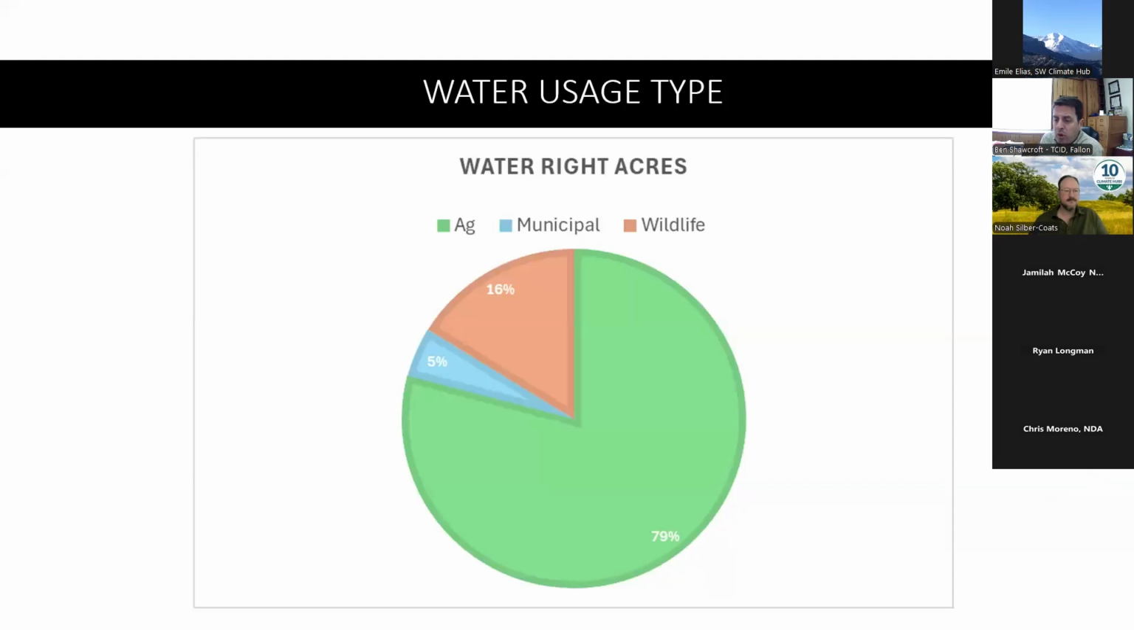Water usage type, we are primarily ag. There is a small sliver of municipal water use where they take some of that water out of the canal and treat it for municipal purposes. And we also have a good chunk that is used for wildlife.